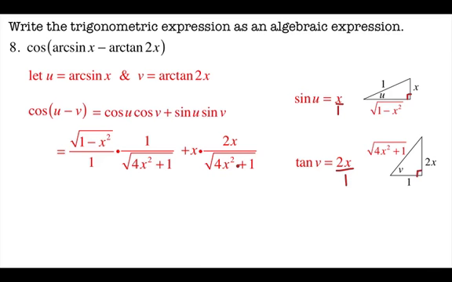And then at this point, all I need to do is just clean this up. I notice that I have the same denominator, so I can add the numerators, and I can just leave it like this. And you don't have to rationalize this expression here. This is your final answer. Moving on to number 9.